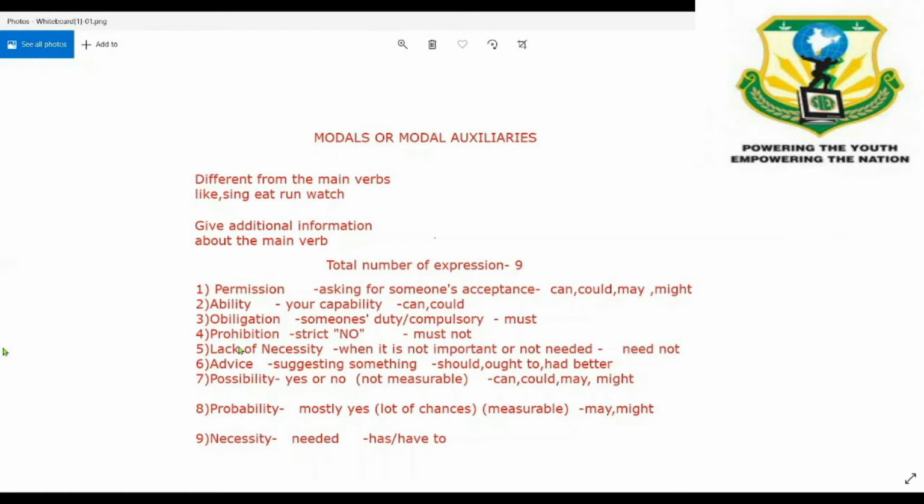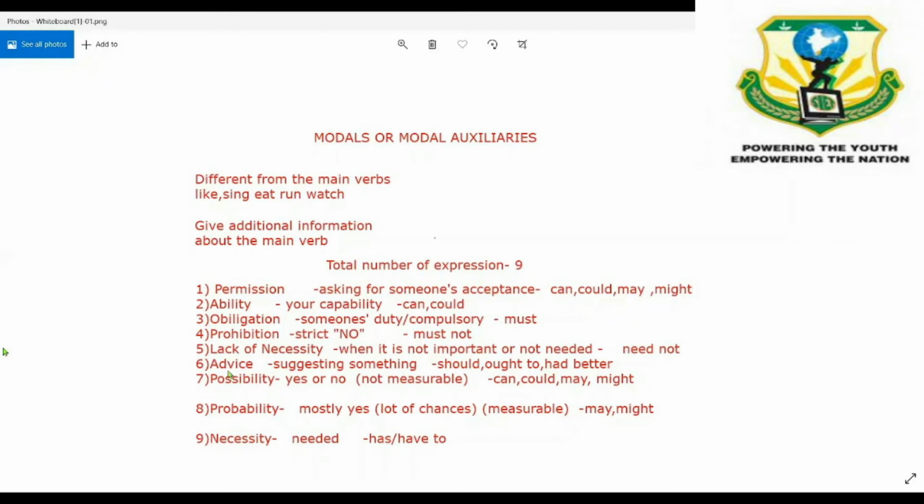And the fifth type is lack of necessity. That is, you need not do that. There is no compulsion that you should do that. That is, it is not very important. For instance, we can say there are a lot of dresses in your wardrobe. You need not buy any new dress. That means you already have enough dresses. You need not buy any new dress. So that is a lack of necessity.